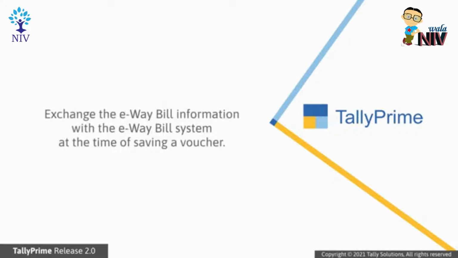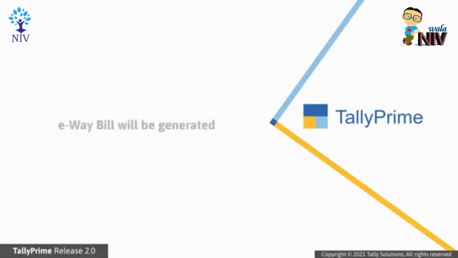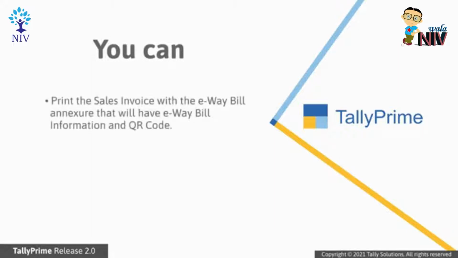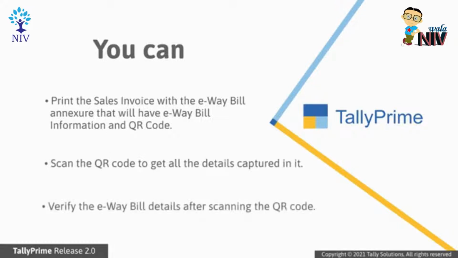Depending on your choice and business requirement, you can choose to exchange the e-way bill information with the e-way bill system at the time of saving the voucher. Thereafter, e-way bill will be generated. You can then print the sales invoice with the e-way bill annexure, which will have all the e-way bill information and the QR code. The annexure will be similar to that of the e-way bill system. You can scan the QR code to get all the details captured in it and verify those details.